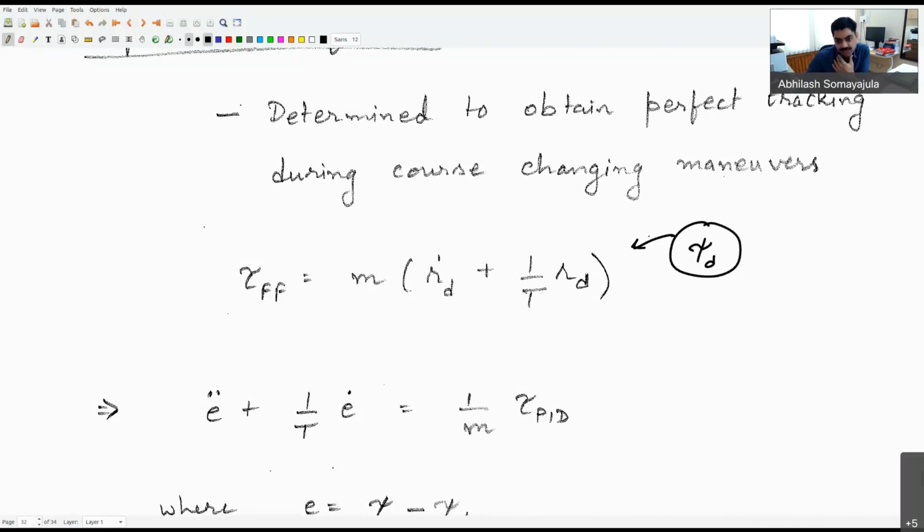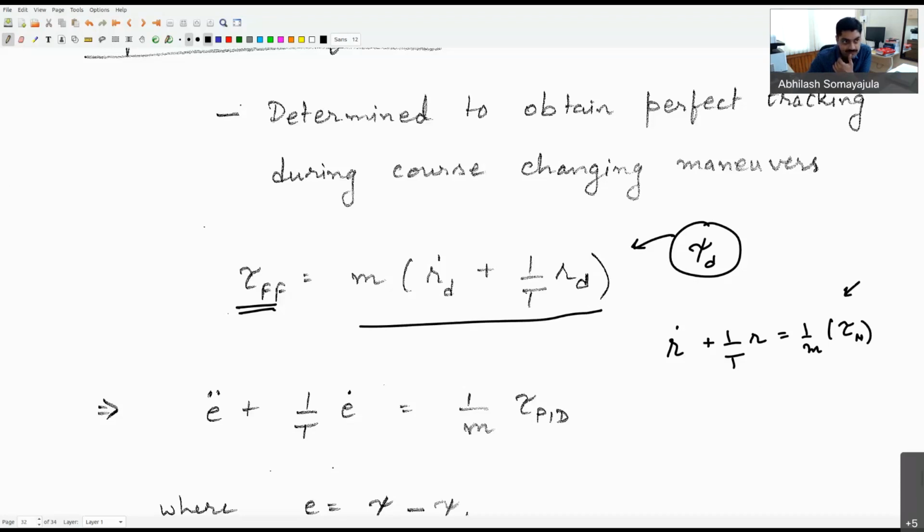given by some Nomoto model, and I'm putting this feed-forward term as m times rd dot plus 1 by t times rd. So what is that doing? By putting this into our original control system, our plant was looking like r dot plus 1 by t times r is 1 by m times tau, assuming there is no wind specifically right now. In the absence of wind, this was our equation of motion.